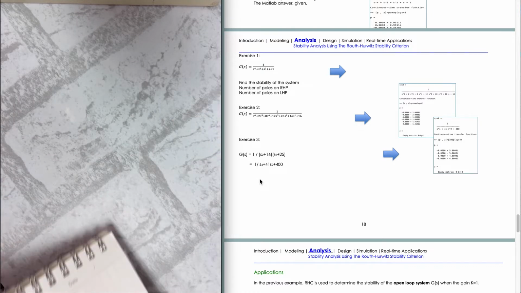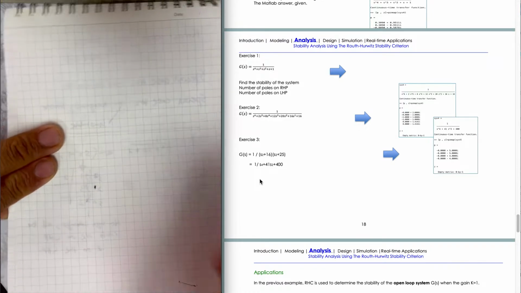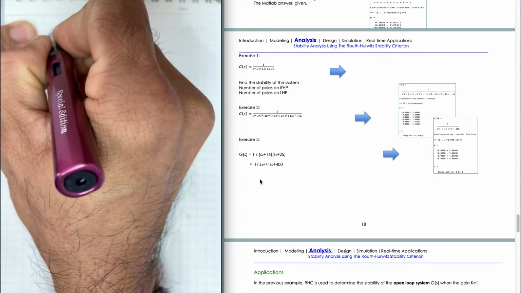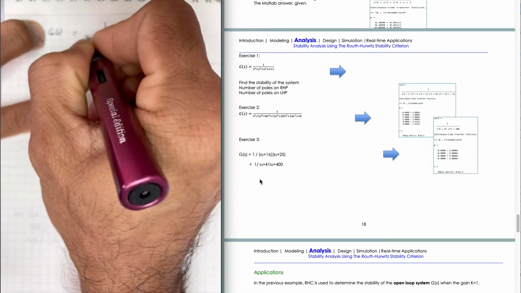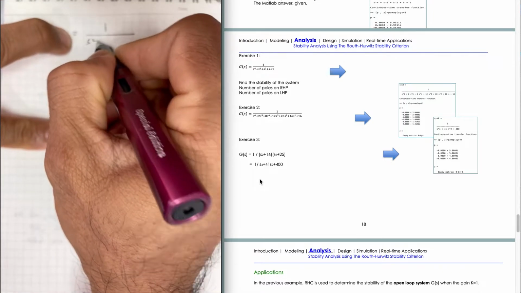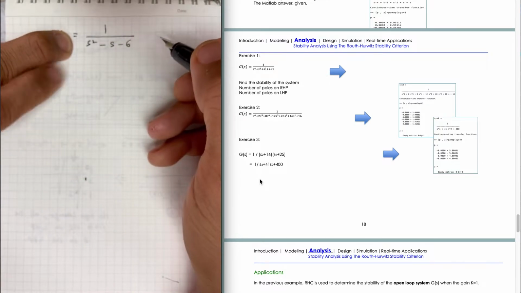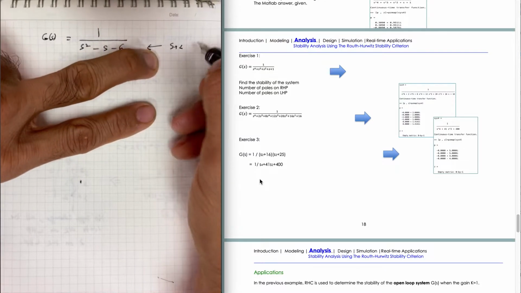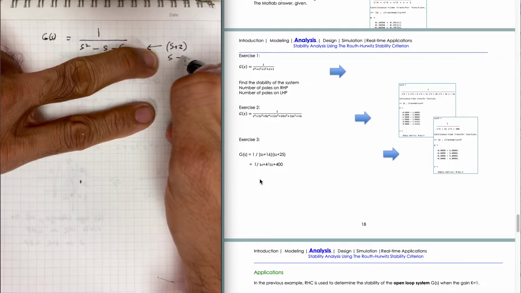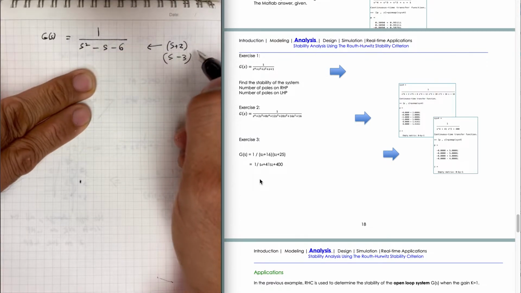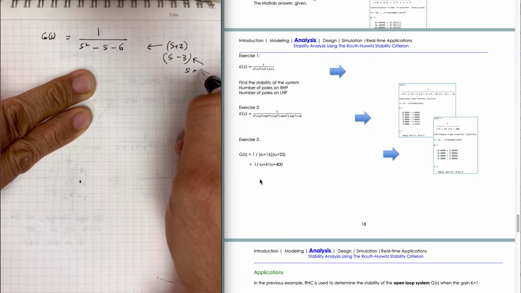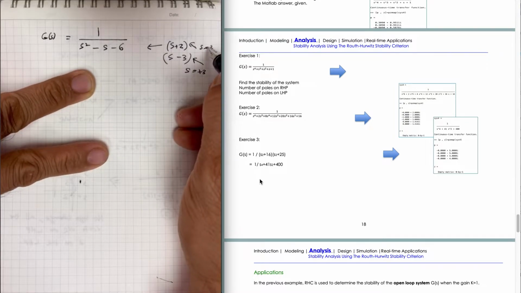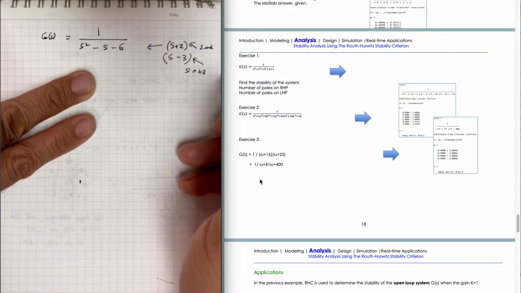Let's do the second one, our non-stable example. Our second G of s equals 1 over s squared minus s minus 6. Factoring this, we get (s + 2) and (s - 3). So the system is not stable: s minus 3 gives a root at s = 3, which will be on the right half plane. The system is definitely unstable.